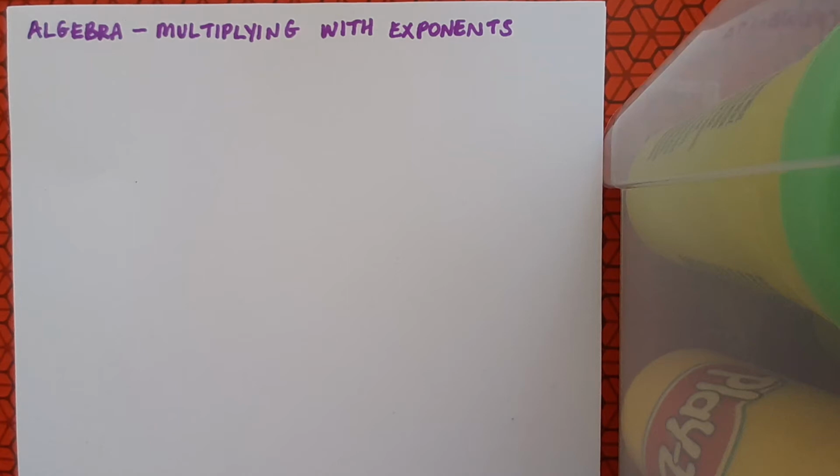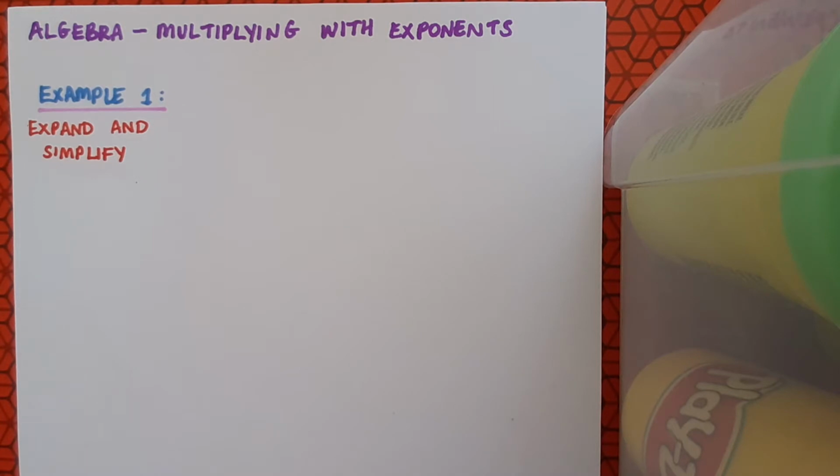This is a video about algebra and multiplying with exponents. In each of the examples in this video, the instruction is going to be expand and simplify. We know that expand just means multiply out the brackets. And we know that simplify means add and subtract like terms. So let's look at our first example.